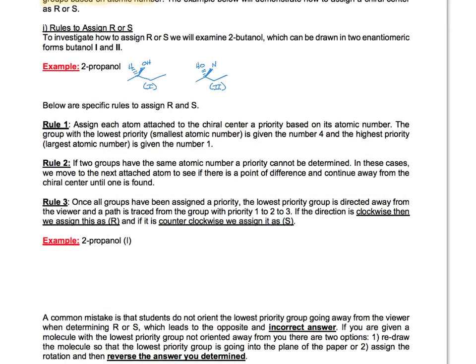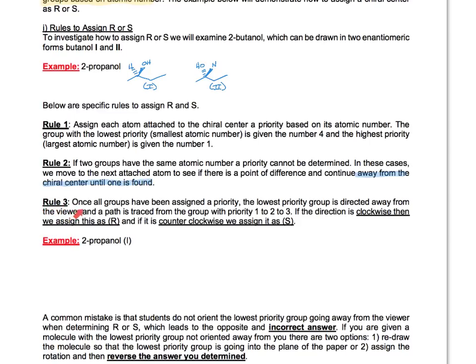So rule 1 is to assign each atom attached to the chiral center a priority based on its atomic number. The group with the lowest priority, smallest atomic number, is given the number 4, and the highest priority, largest atomic number, is given the number 1. And we're talking about the atom that's directly attached to the chiral center. If 2 groups have the same atomic number, a priority cannot be determined. In these cases, we will move to the next atom to see if there's a point of difference and continue away from the chiral center.